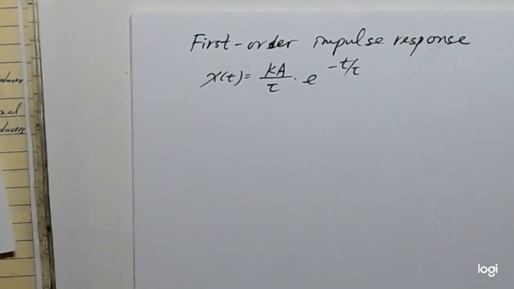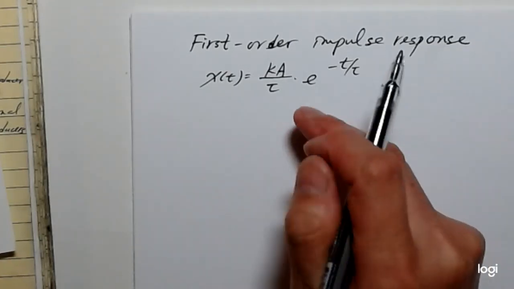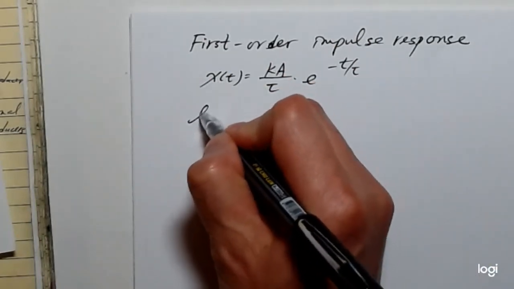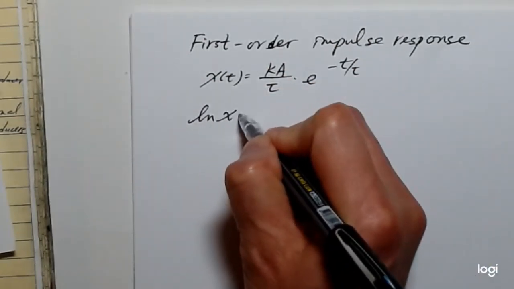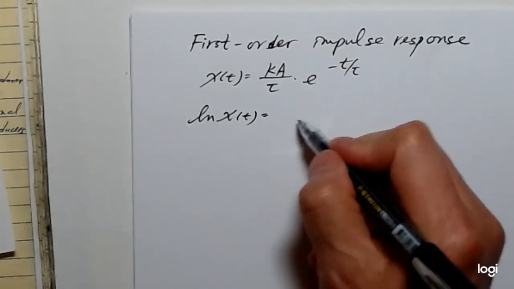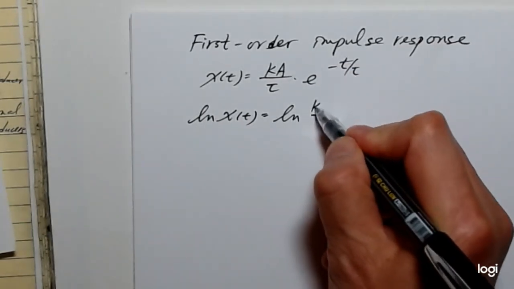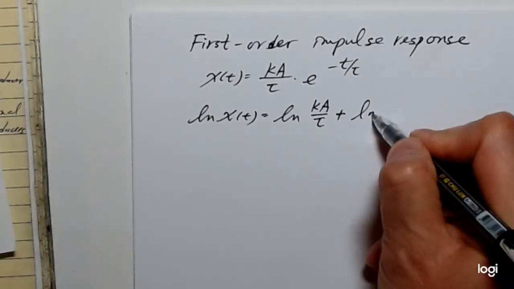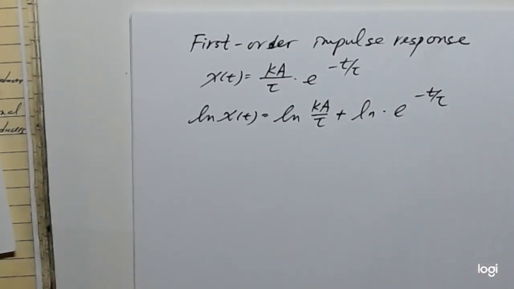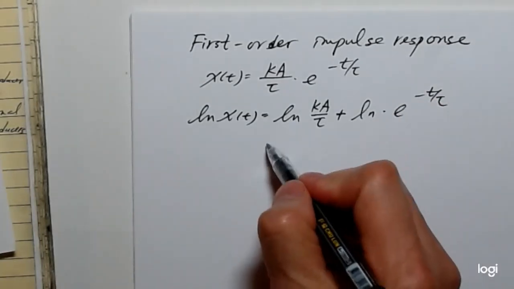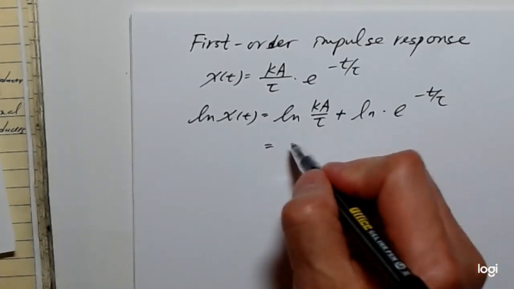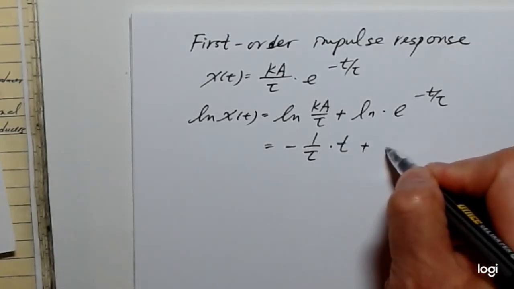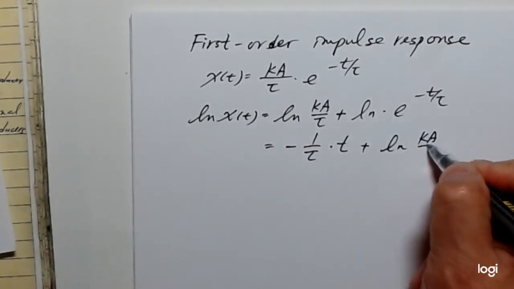Okay, let's rework these equations. Take a natural log of x of t. So you can get natural log K A over tau plus natural log e to the minus t over tau. So this term goes away, so we can put it in terms of minus 1 over tau t plus natural log K A over tau.